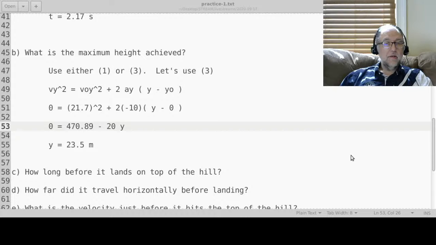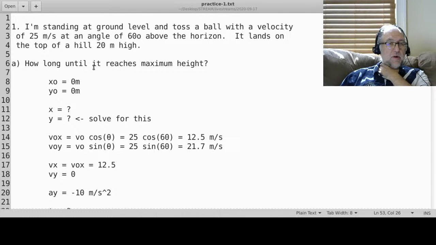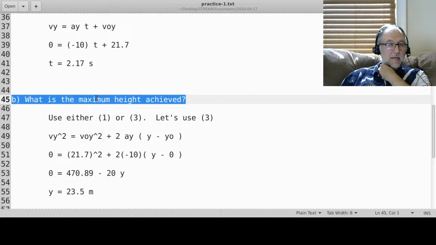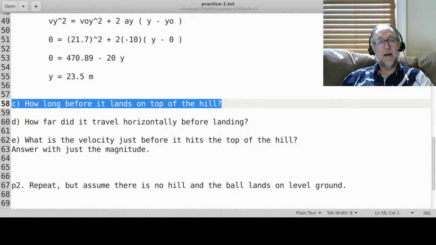Everyone doing okay? Following along here? All right. So let me quickly summarize what we've done. We had this situation where I'm throwing the ball up at 25 meters per second at 60 degrees. And how long until it reaches maximum height? And what is the maximum height? Now, the next one, I ask how long before it lands on the top of the hill.